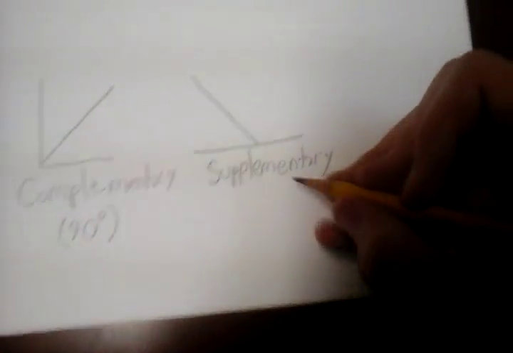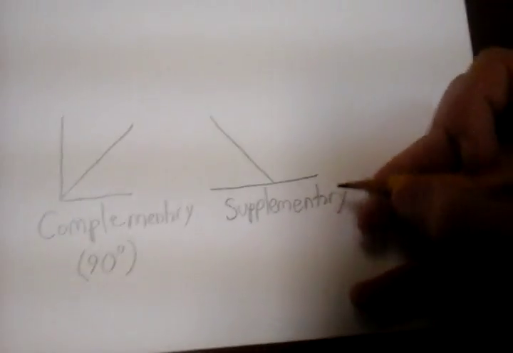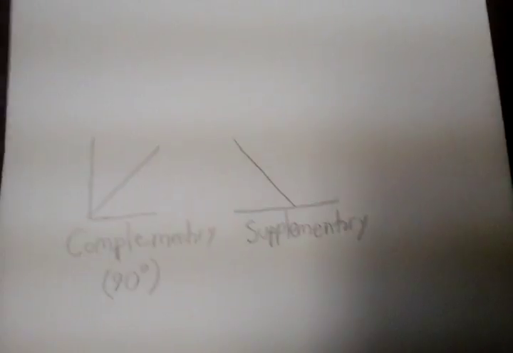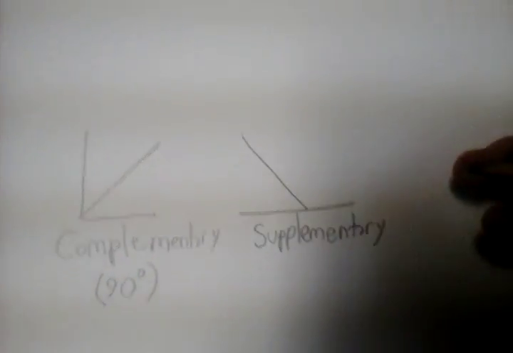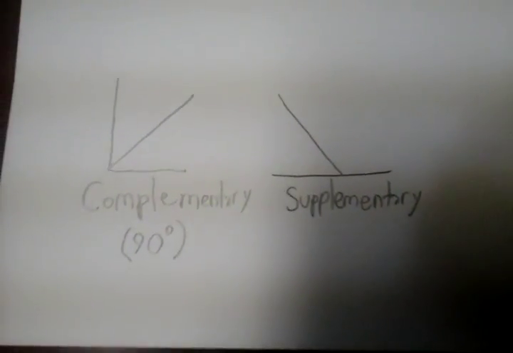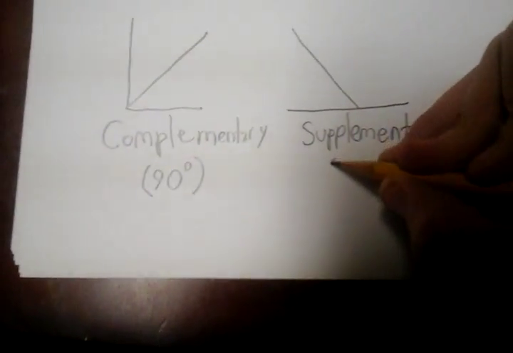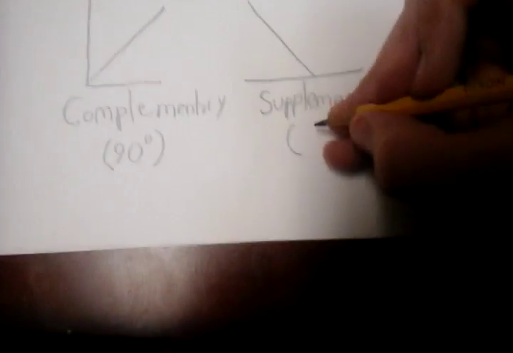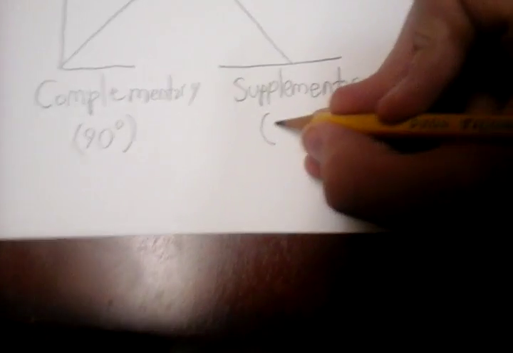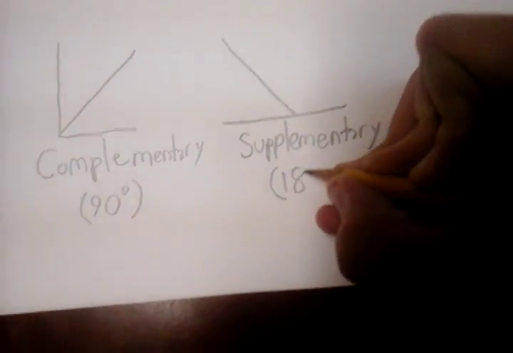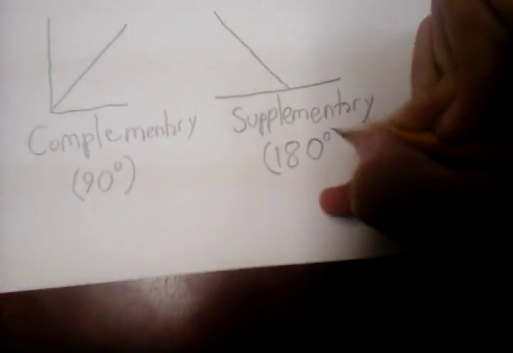But what about supplementary? Well, you can only call this supplementary, again, with two angles, if the sum of the degree measurements is 180. You can only call it that. 180.